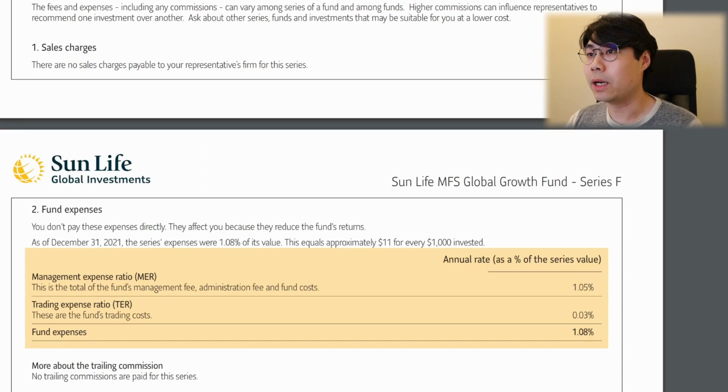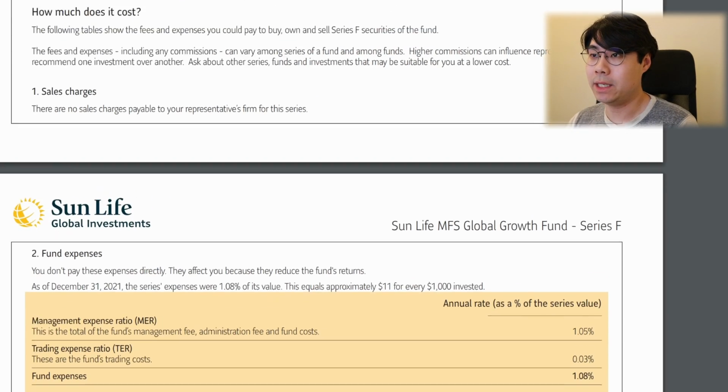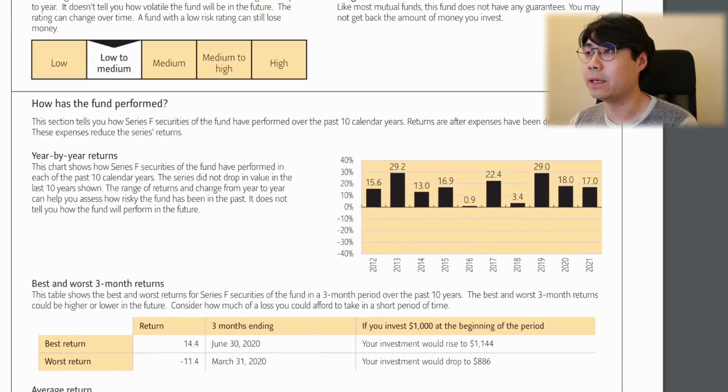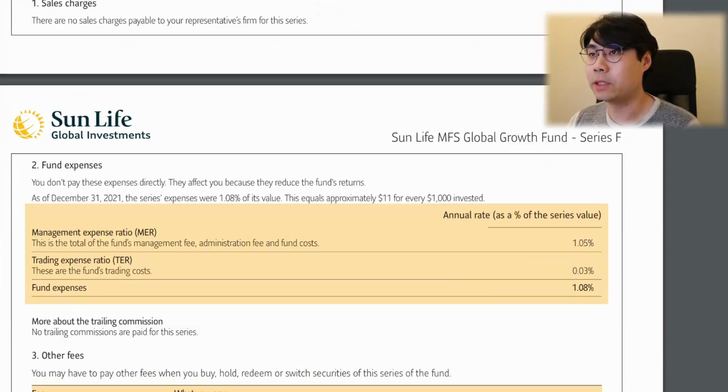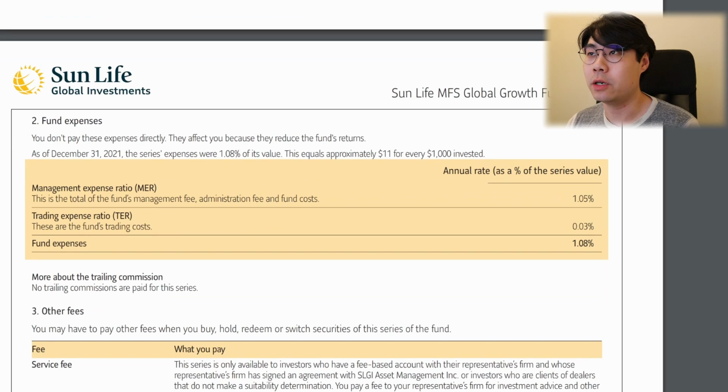Let's look at the second one compared to that. Second one is Sun Life, again another Canadian mutual fund. And let's first look at how much they charge us. The first sales charge, again, I mentioned they do not charge anything, which is great. So there is no upfront charge to get into this mutual fund.